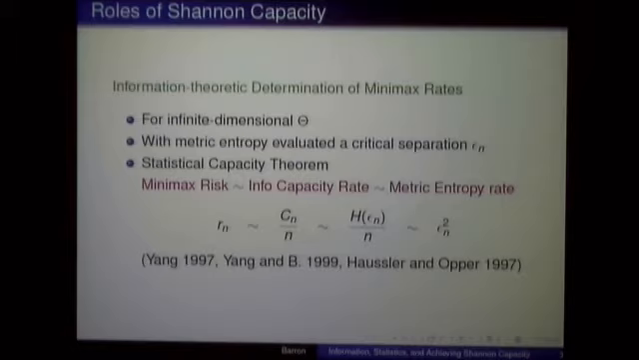And the result says that these favorite quantities of ours are all asymptotically the same. The minimax risk, the information capacity rate, the metric entropy rate, but you have to choose an epsilon. You choose it so it's at the appropriate precision, epsilon_n squared. And by these wiggles, I mean the ratios are bounded by constants asymptotically.